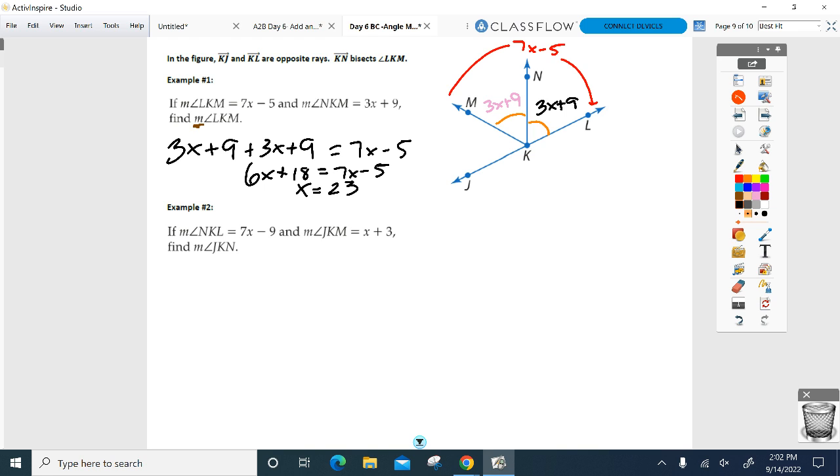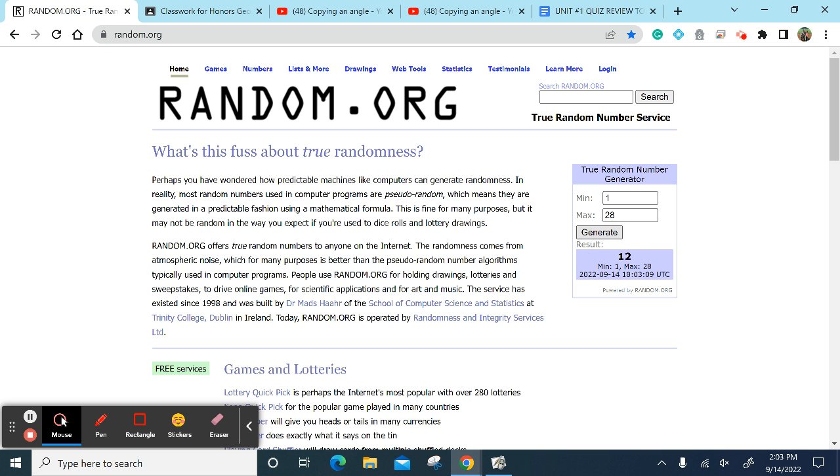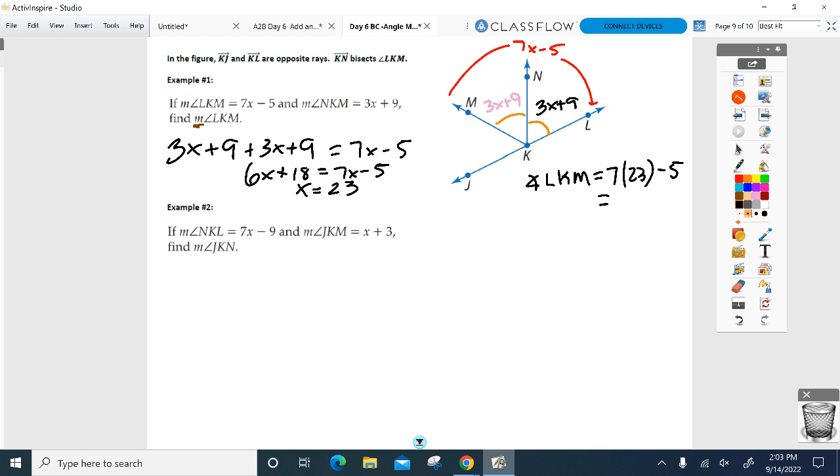No, I need to take 23 and plug it in to LKM, which is 7x minus 5. So you're not done when you find x. So 7 times 23 minus 5. When you're ready, what's the measure of LKM? What is it? 106? 56. There you go. Yep. Bonus. What type of angle is that? Oh, obtuse. We got that one.